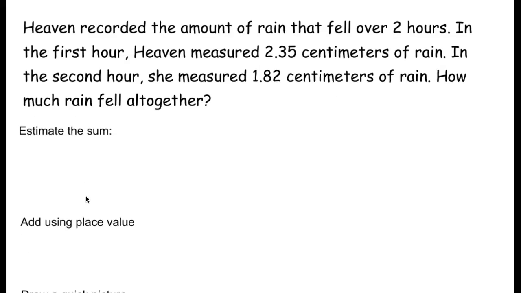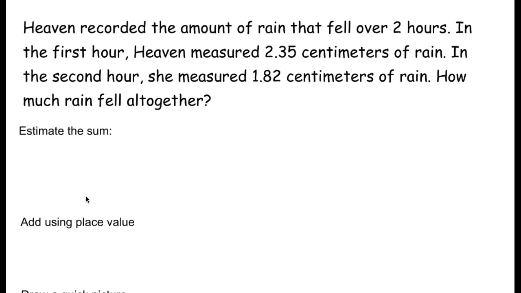All right, let's look at this first question together. Heaven recorded the amount of rain that fell for over 2 hours. In the first hour, Heaven measured 2.35 centimeters of rain. In the second hour, she measured 1.82 centimeters of rain. How much rain fell altogether?